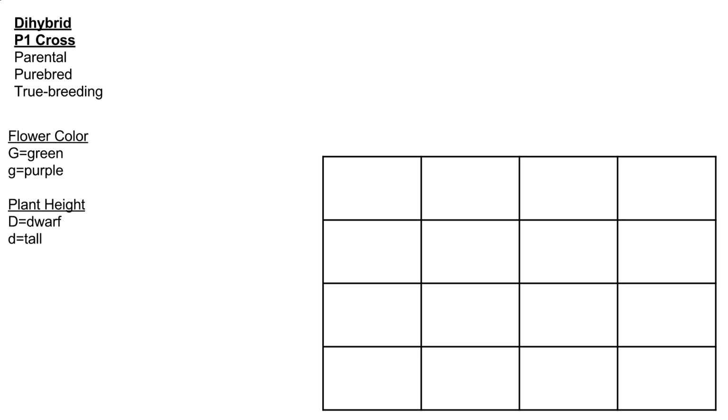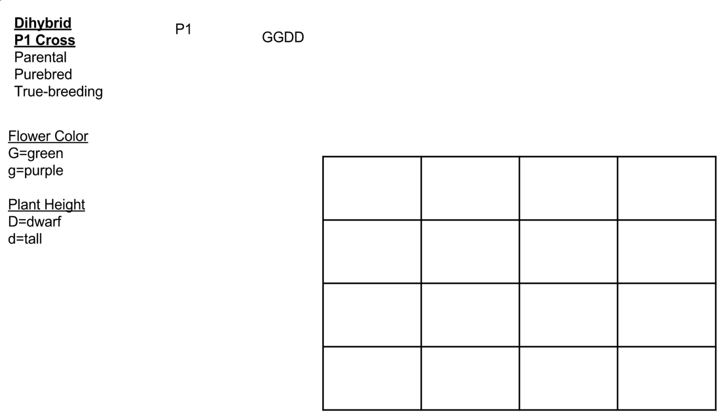So as we go here, again, we're talking about a dihybrid P1 cross, and the P1 cross is the parental generation. They're purebreds, they're true breeding. And again, keep these letters in mind. The flower color and the plant height are the traits, and the letters represent the genotypes, how it's arranged. So our P1, we've got a capital GG, capital DD.